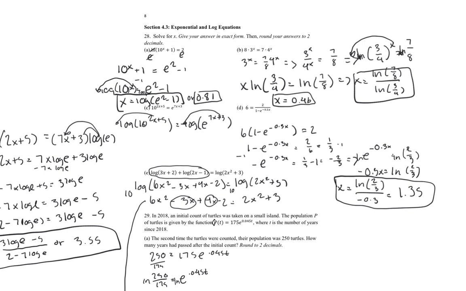And so doing that, that cancels out the natural log and the e, and that brings this 0.045t in front. So then we're left with 0.045t is equal to natural log of 250 divided by 175. And then we can divide by 0.045 on both sides, right? So then we get t is equal to natural log of 250 divided by 175, and then that whole thing over 0.045, or if we evaluate that, we'll get 7.93 years.